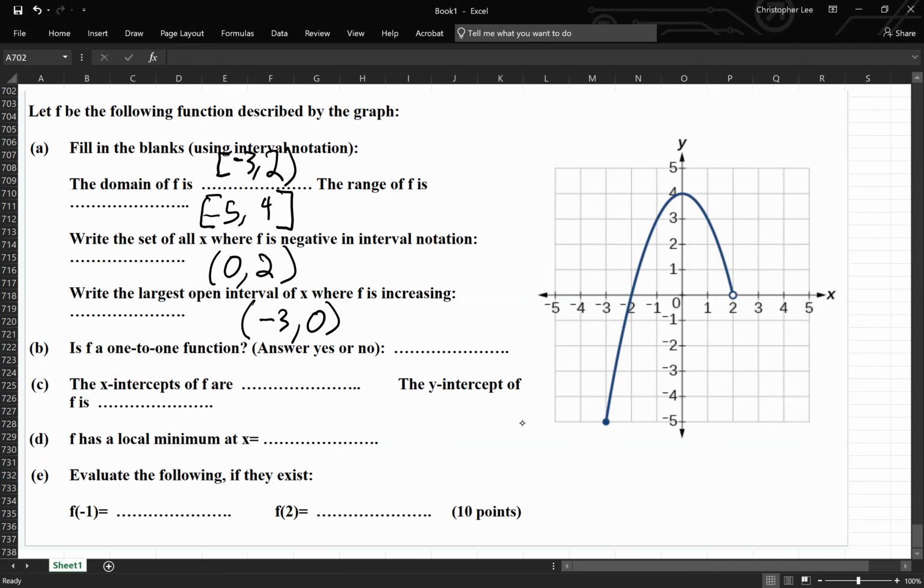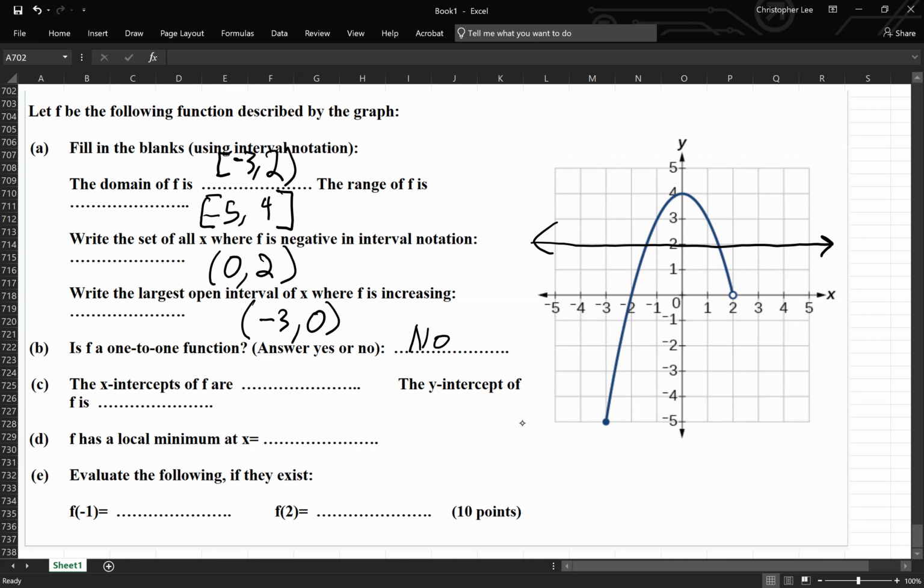Now, it's asking you, is this function one-to-one? Yes or no, right? If it is one-to-one, it would pass the horizontal line test, meaning that if I draw a horizontal line through it, it would only hit that line one time. In this case, it failed it. It hits the horizontal line twice. So no, this is not one-to-one.